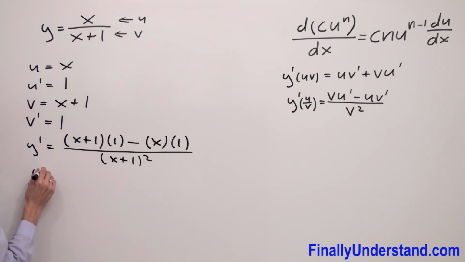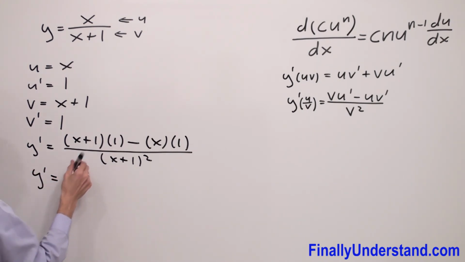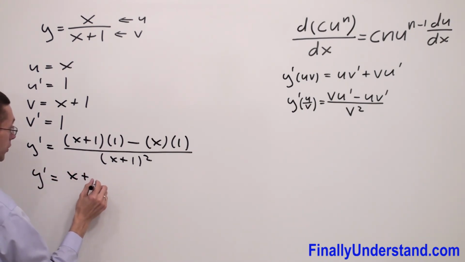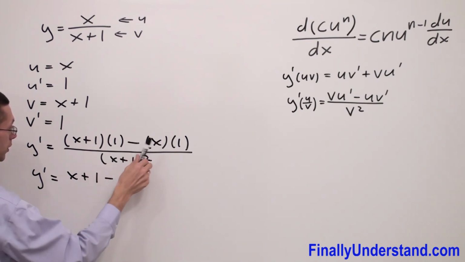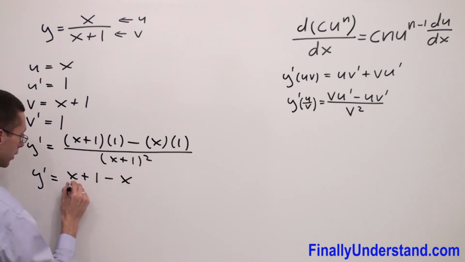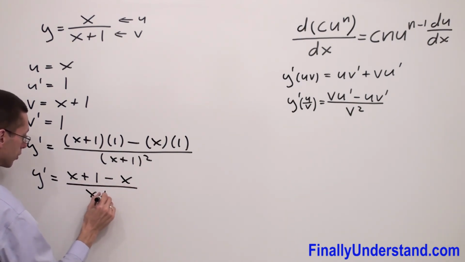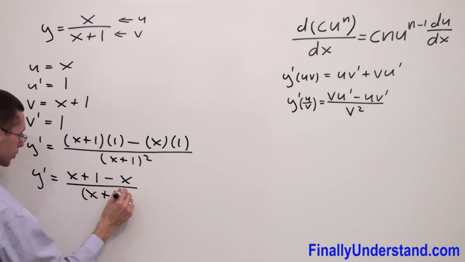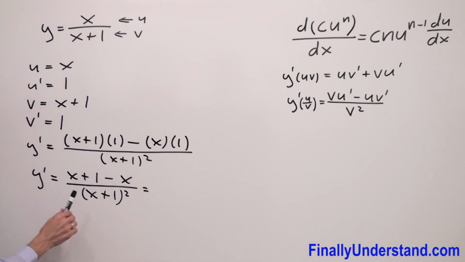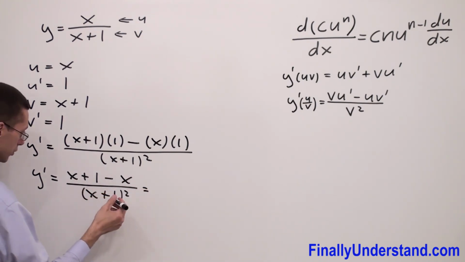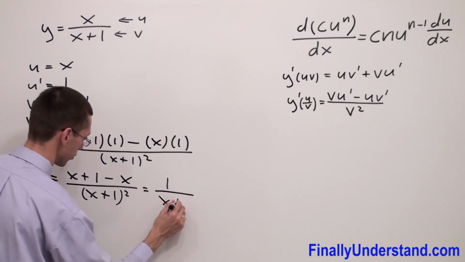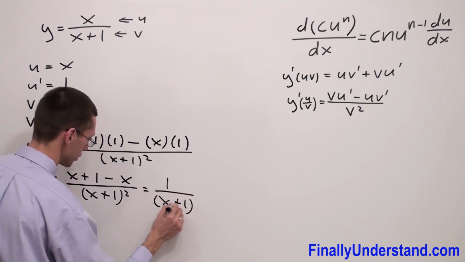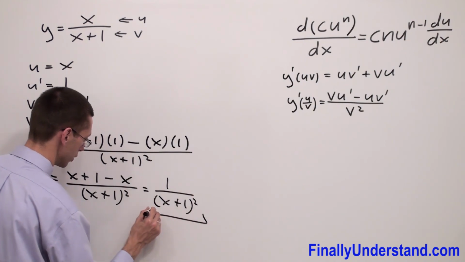So y prime is equal to x plus 1 minus x, over x plus 1 to the second power. This is equal to, x minus x is 0, so I have 1 over x plus 1 to the second power. And this is the solution to my problem.